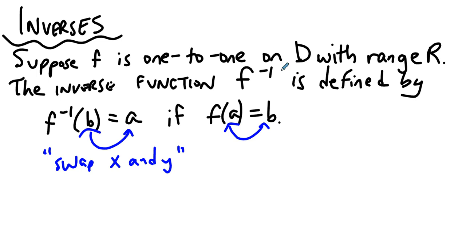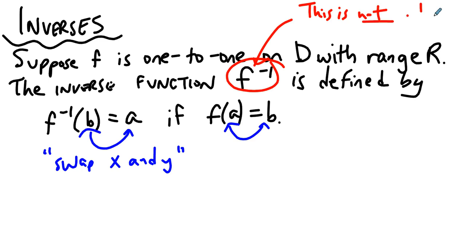I'm going to do a quick warning here. Warning! This is not 1 over f of x. You were trained from the time you were young that if you see a -1 exponent, it means a reciprocal. That is not true. It just happens that two different mathematical ideas use the same notation. It's frustrating, but it is what it is. This is inverse function notation.